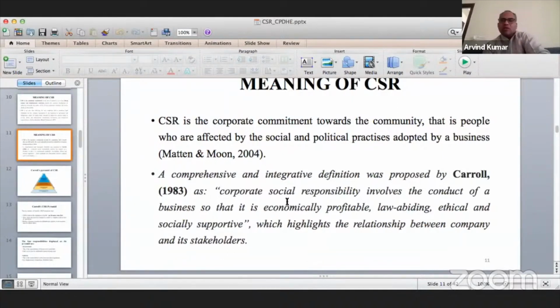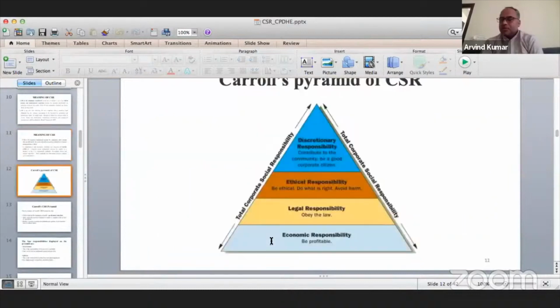He categorically said that CSR involves the conduct of a business. Very important when we talk about business processes and practices. So that conduct of business is economically profitable, law-abiding, ethical, and socially supportive, which highlights the relationship between the company and its stakeholders. When we review the various definitions of CSR given by authorities, we come to know about stakeholders. Nobody is ignoring the stakeholders. And again I'm repeating, the stakeholders, be it employee, customer, vendor, the people who are directly or indirectly involved with your business operation.